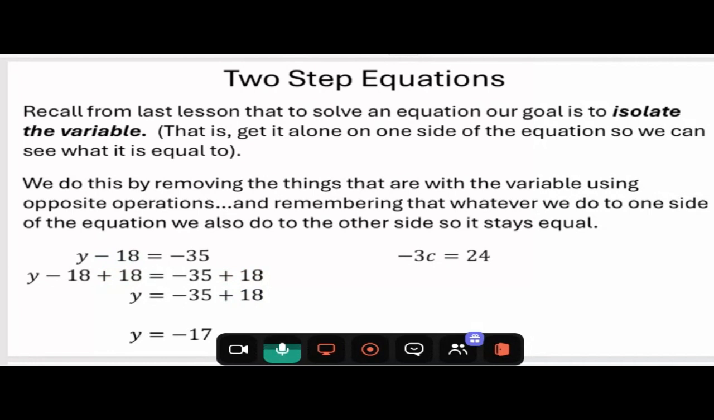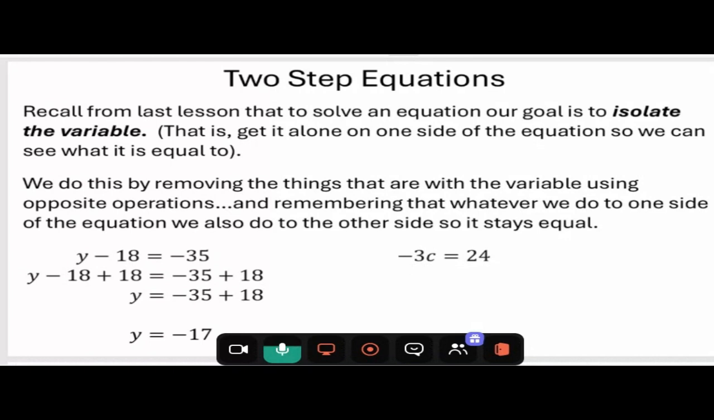Over here on this next one, is the c by itself on the left side of the equation? No, it's not, because there's a negative 3 there with it. Multiplication is the lazy operation where we don't bother to put the times sign or the dot or the brackets. We can sometimes, if it's just a number and a letter, just write them side by side, but we know that is actually multiplication.